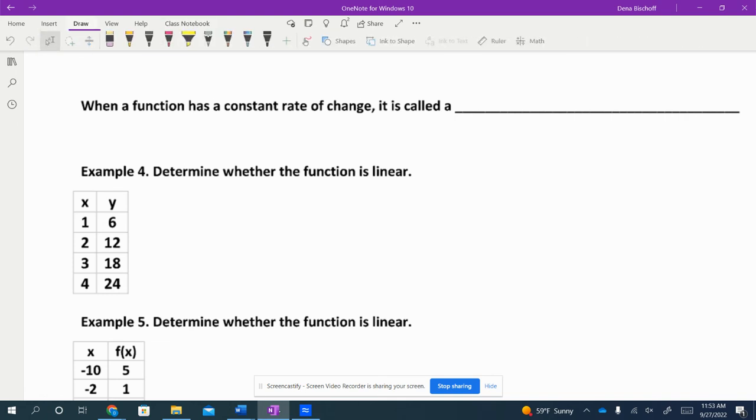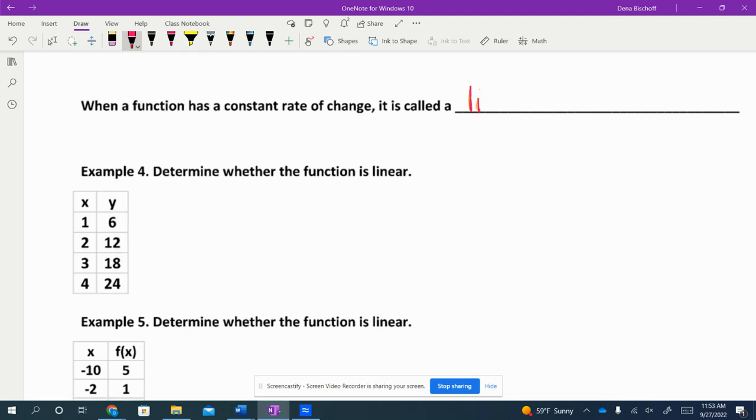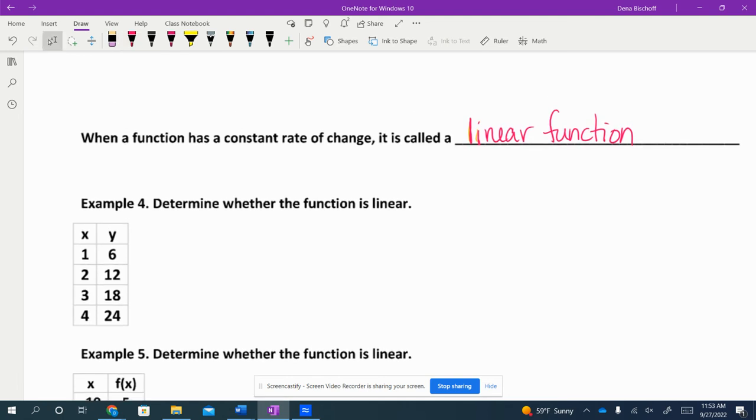So when a function has a constant rate of change, it is called what? It's called a linear function. So when a function has a constant rate of change, it's called a linear function. And why do we call it linear? Because the graph is what? A straight line. Good job.